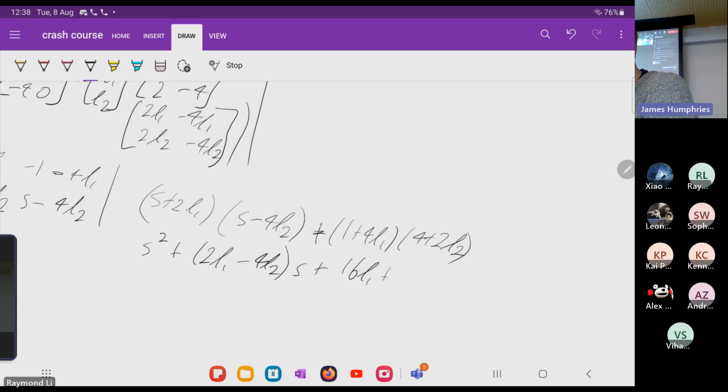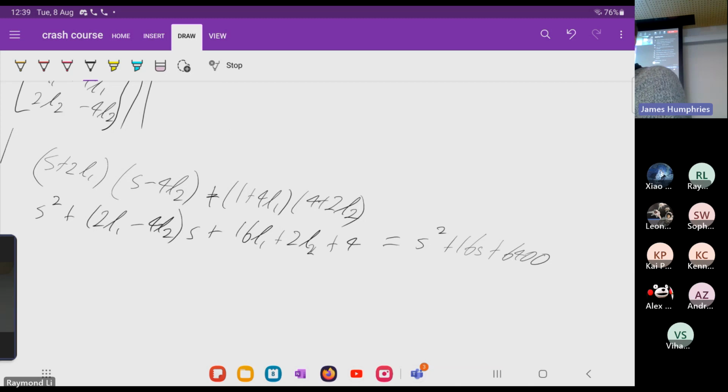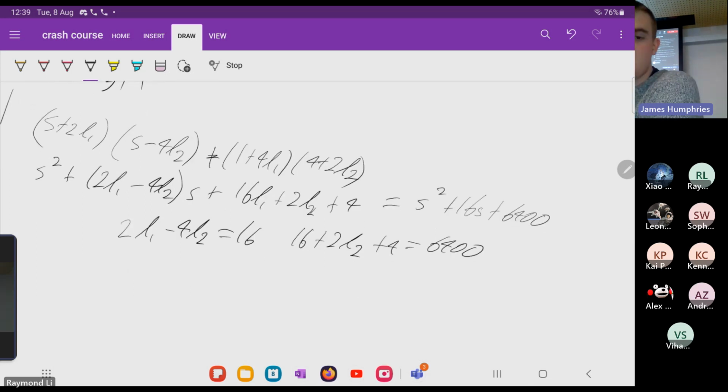16L1 plus 2L1, 2L2 plus 4 is equal to your S squared plus 16S plus 6400. Okay, which is just a lot of calculations. It's nasty, but so then you'll have 2L1 minus 4L2 is equal to 16, and then 16 plus 2L2 plus 4 is equal to 6400. Okay.